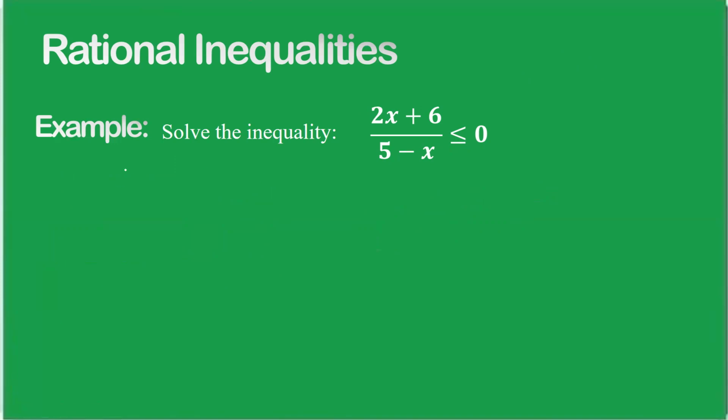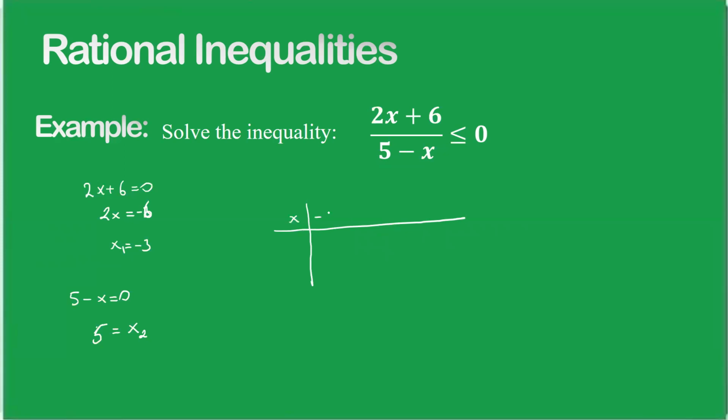Now again let's find the critical points. 2x plus 6 equals 0, 2x equals minus 6, and x is equal to minus 3. Yes, x1. And what about x2? 5 minus x is 0, so let's write 5 equals x2. So x2 is 5 and x1 is minus 3. Now let's do the table.